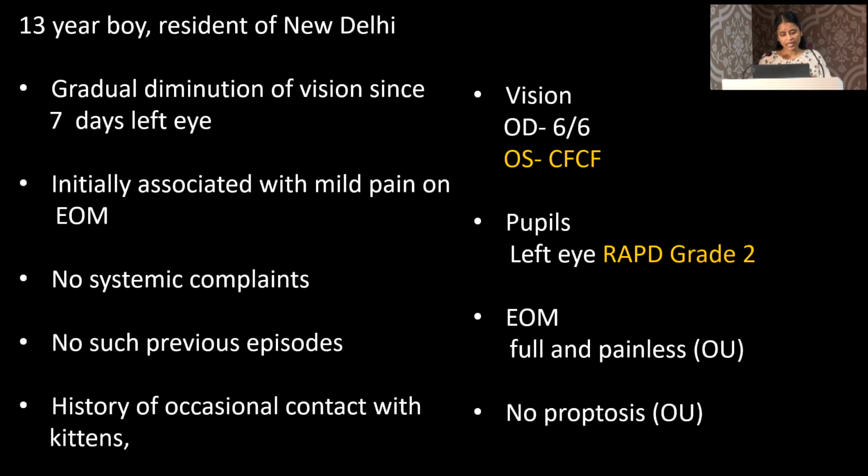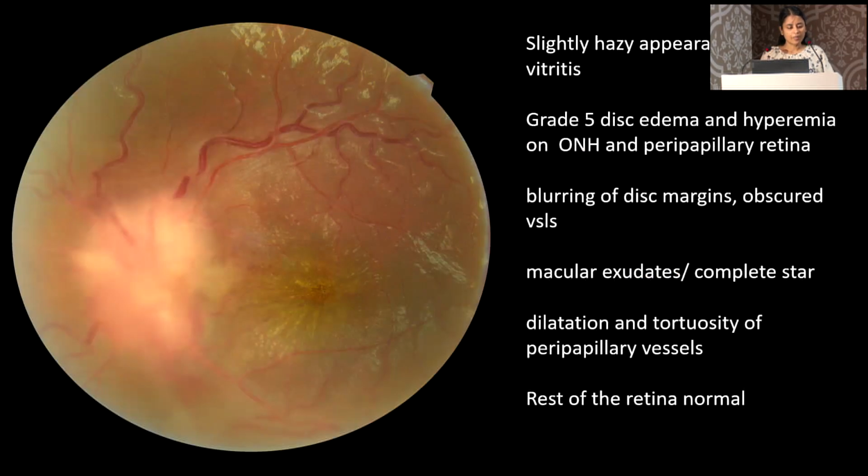Finger close to face in the left eye, and there was a RAPD grade 2. There were no scratch marks, macule, papule suggestive of any cat scratch marks on the skin of the child. On examination, there was a grade 5 disc edema with complete obscuration of vessels, dilatation and tortuosity of peripapillary vessels, and macular exudates forming a complete star at the macula, and rest of the retina was normal.